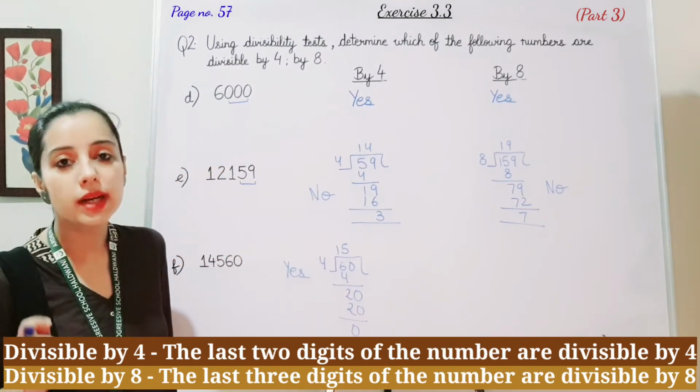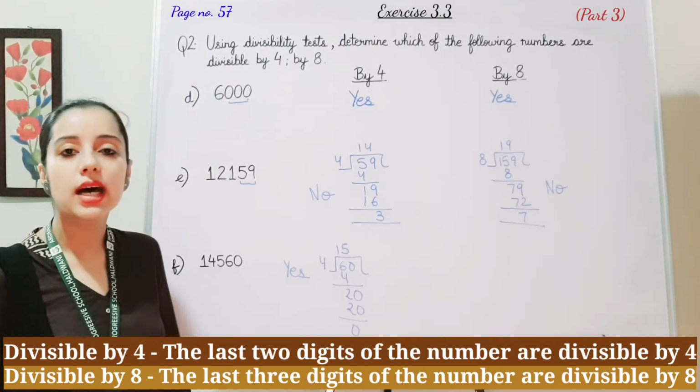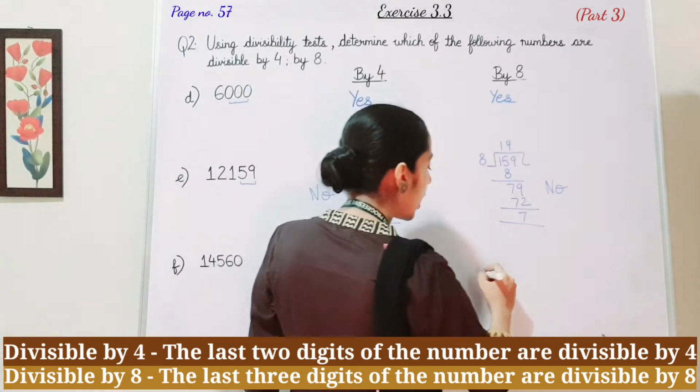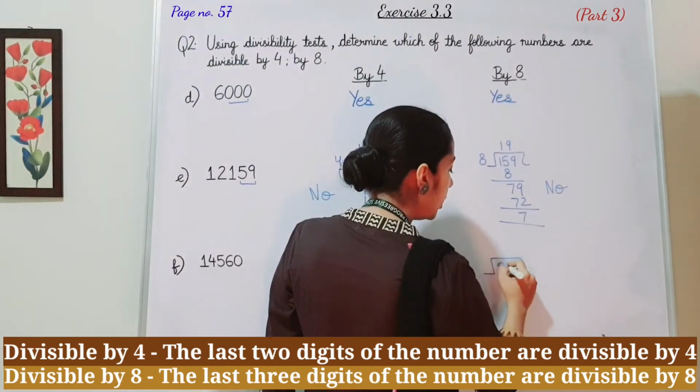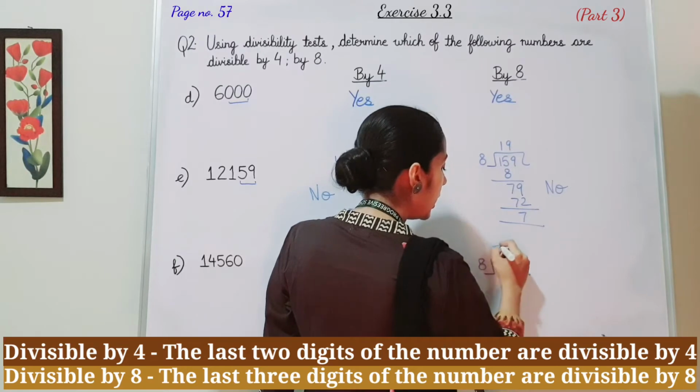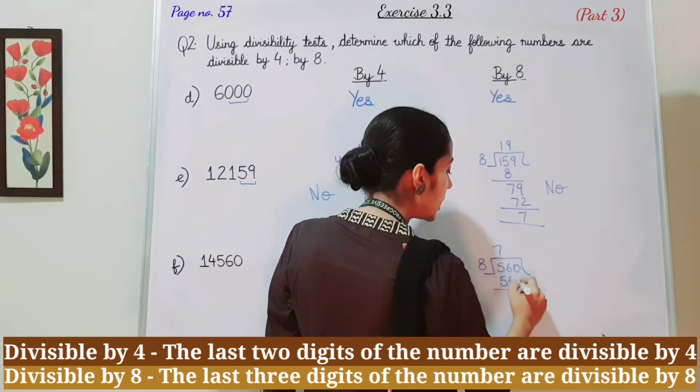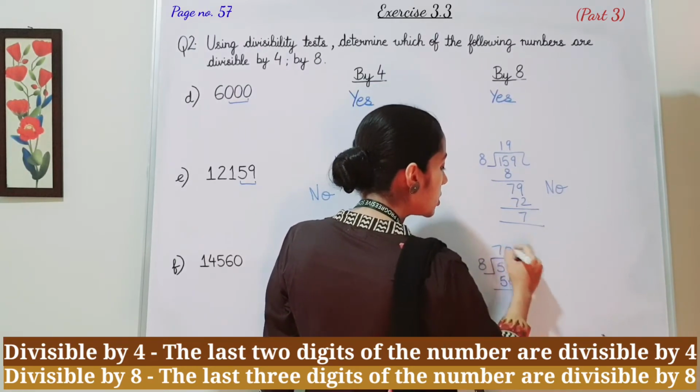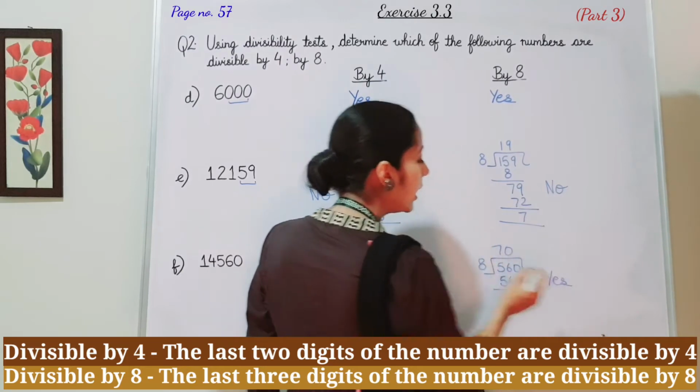Now find out divisibility by 8. The last three digits are 560. So 560 divided by 8. 8 sevens are 56 and then 0. So yes, it is divisible by 8.